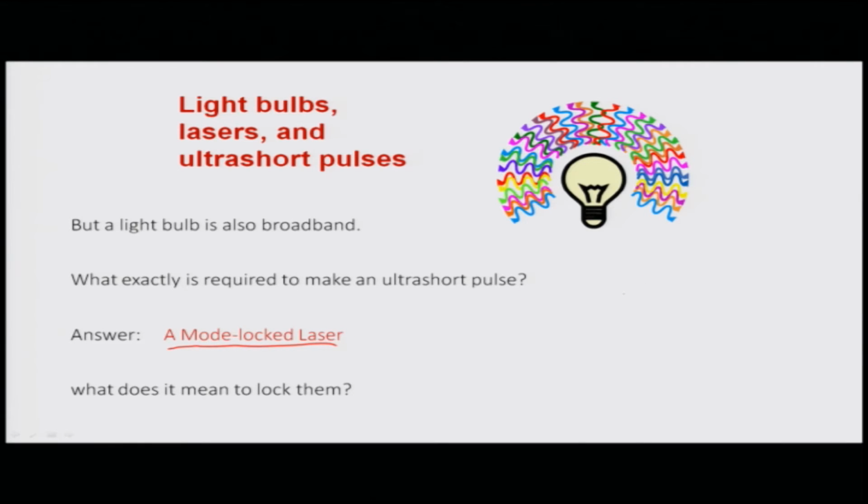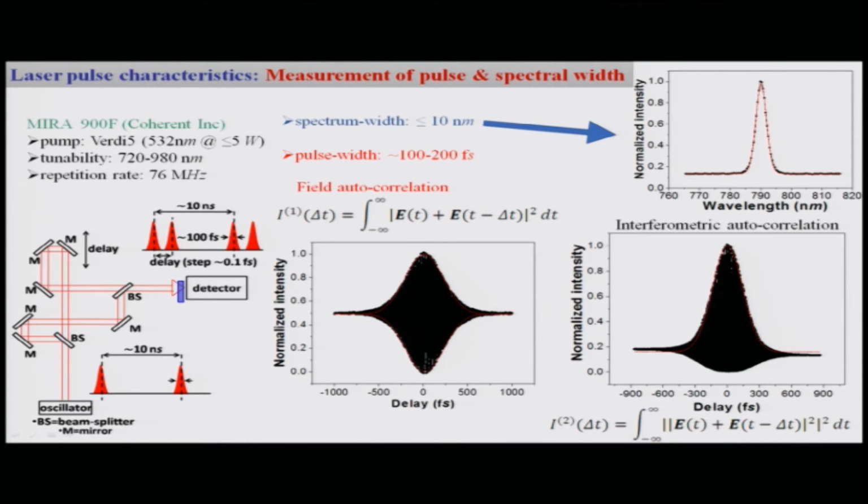So, we have already shown you spectral features where we had several longitudinal modes present within the profile of the laser being measured. And so, once we are talking about locking all the modes, what does it mean, and how do we go about doing that? That is what we have to look at.